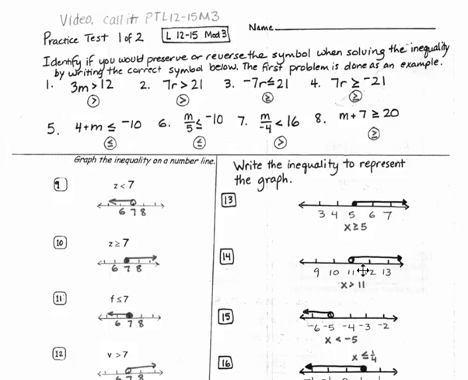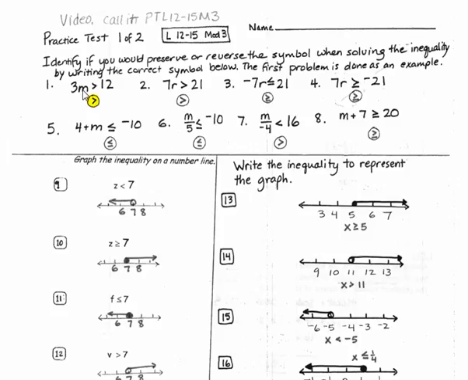This is Mrs. Appia with the answer key for the practice test for lessons 12 through 15 in Module 3 about inequalities. In the first section, all you're doing is identifying whether the symbol should be reversed or whether it should stay the same. When you reverse it, you do that when you multiply or divide by a negative number. In all other cases, it stays the same, which is it preserves.